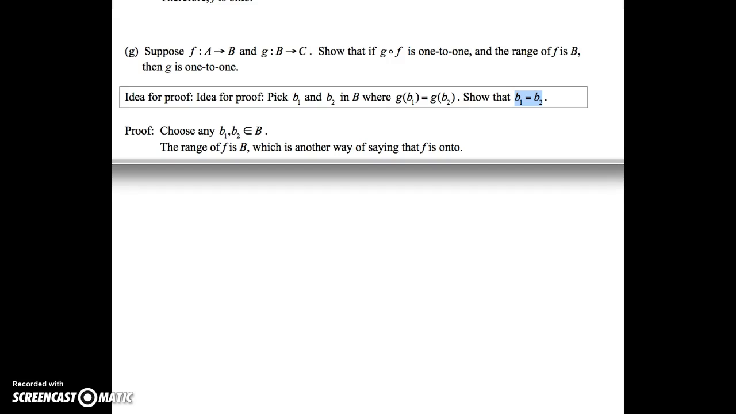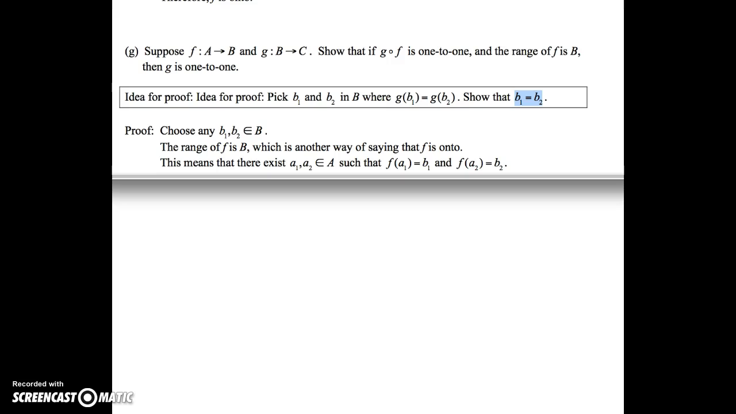Now the range of F is B. That's another way of saying that F is onto. The range of F is all the elements that get mapped from A through F into B. And if the range of F is the entirety of B, then F is onto. So F is onto means that there exist these A values, A1 and A2, where F of A1 is equal to B1 and F of A2 is equal to B2.